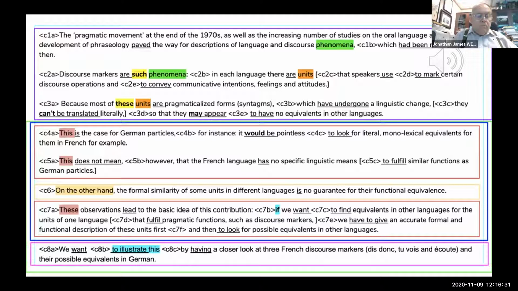The conjunction, on the other hand, in clause 6 may seem to signal a change of theme or create a contrast, but it is also part of the observations that is mentioned in the beginning of clause 7. Therefore, clause 4 to 7 is a continuous theme. Clause 8 stands alone as it states the purpose of the abstract: having a closer look at three French discourse markers and their possible equivalent in German.